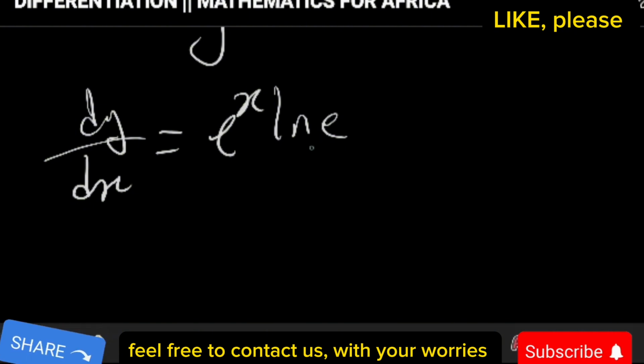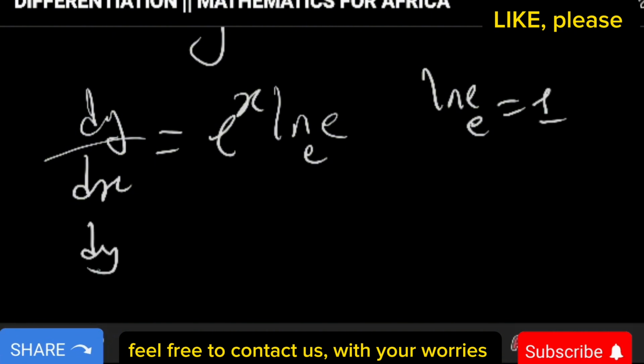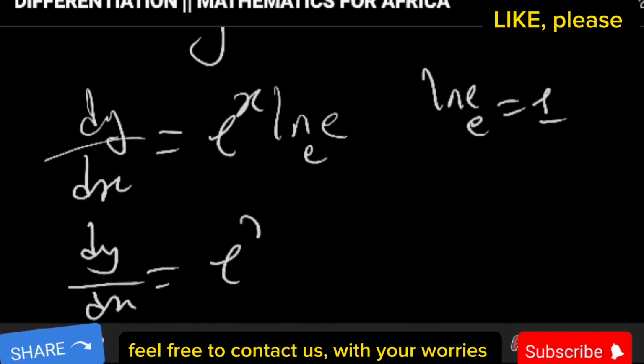And remember, ln is the natural log to the base of e, and ln e to the base e equals 1. So dy/dx will still be equal to e to the x multiplied by 1, or dy/dx will just be equal to e to the x. So if your y is equal to e to the x, then your derivative is still e to the x. Have you seen that before?